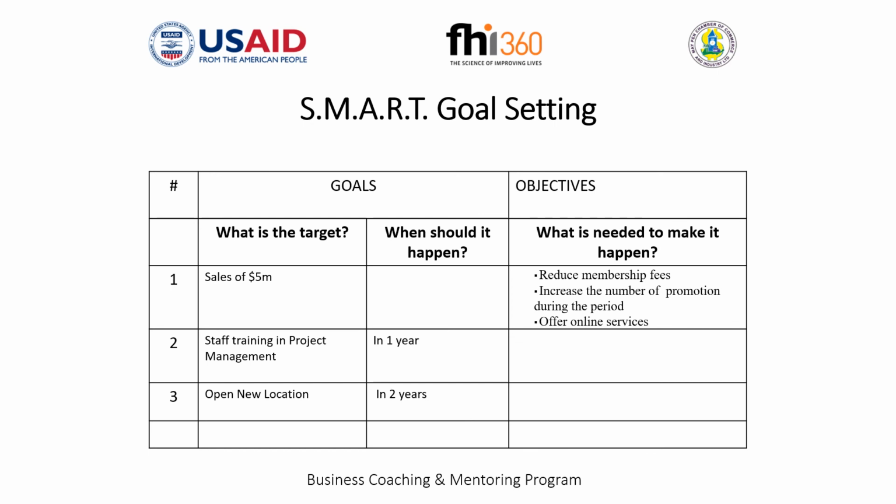And then the third example is, this business wants to open a new location, and by when? In 2 years. What are some of the things that are needed for this business to open its new location in 2 years? So I'm going to leave that one to you, but I hope you're getting the point of SMART goal setting. The goal must be specific, there must be a timeline, and then when you add the objectives to say what is needed to make this happen, you can actually help to track that.